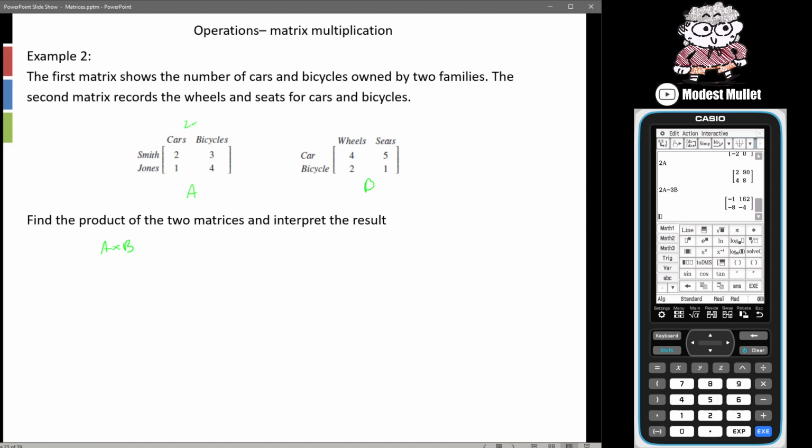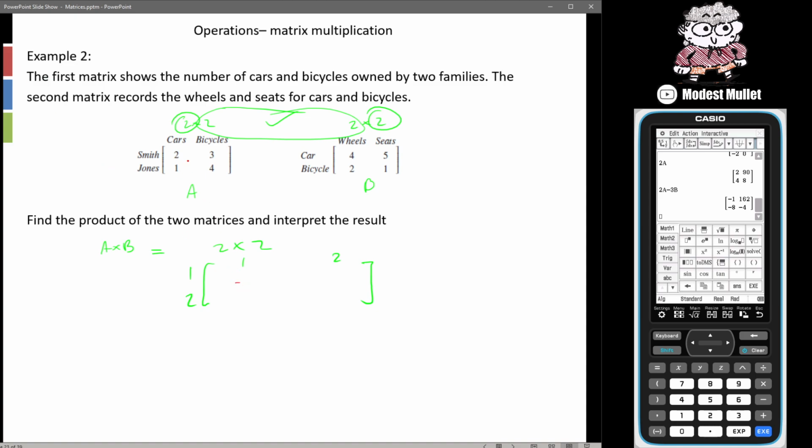And this is a 2 by 2 and this is a 2 by 2. So the middles match, so we can do that. And the outside tells me what size it's going to be. So we're going to get a 2 by 2. So let's draw that with some space. 1, 2, 1, 2. Okay.